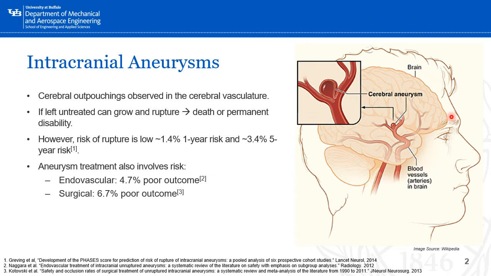But this does not mean that the doctors treat all the aneurysms they come across, because the treatment itself has risks too. It turns out endovascular treatment has a 4.7% chance of a poor outcome, and a surgical treatment has a 6.7% chance of a poor outcome, where the patient has to come back for retreatment eventually. So it is absolutely critical to identify only those aneurysms which need treatment and avoid treatment for all the others.